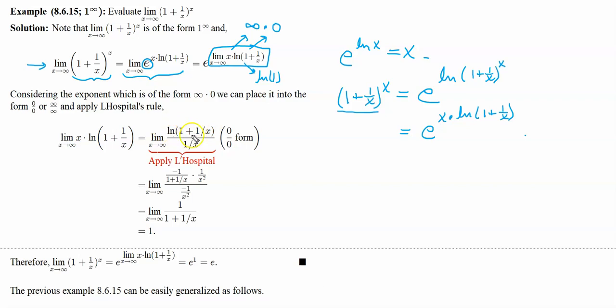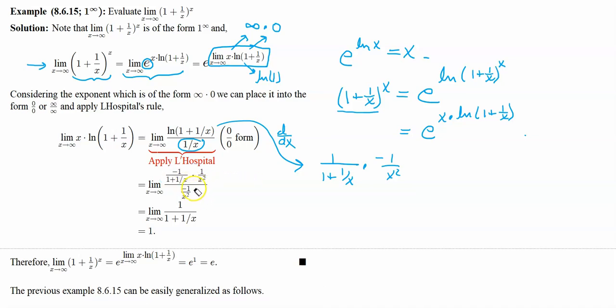Now, differentiating the numerator and the denominator, this is what we get right here. Just notice that the derivative of the numerator here, if we were to differentiate this, d dx of that, you will get 1 over 1 plus 1 over x times the derivative of 1 over x, which is negative 1 over x squared. So that's what we have right here. And then the derivative of the denominator is negative 1 over x squared. So there you go, derivative of the top over derivative of the bottom.